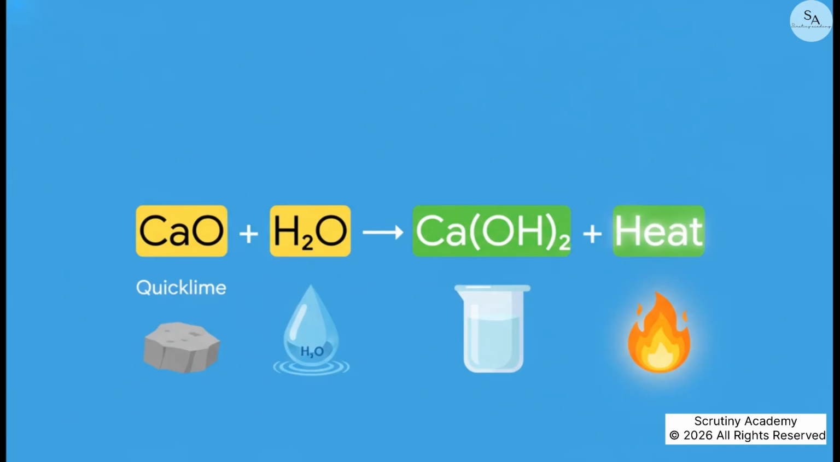Now, let's look at the actual chemical reaction happening here. You see CaO, that's our quicklime, plus H₂O, which is water. When they react, they form something new, Ca(OH)₂, which is called calcium hydroxide. And, as we just felt, a lot of heat is also produced. So it's CaO plus H₂O gives Ca(OH)₂ plus heat.